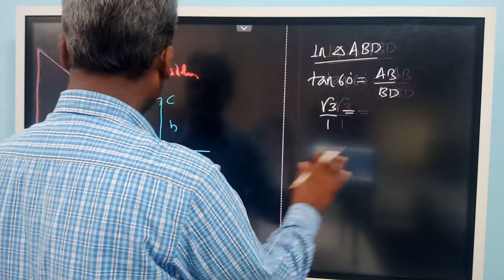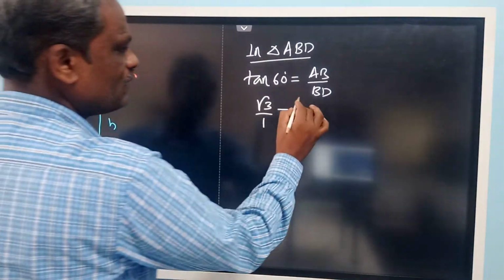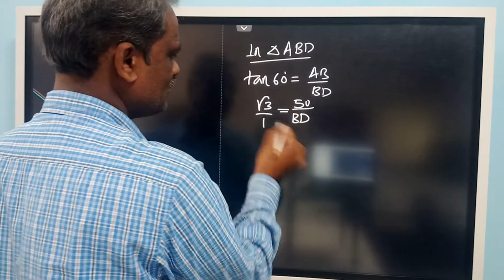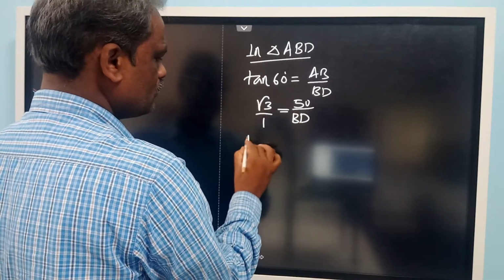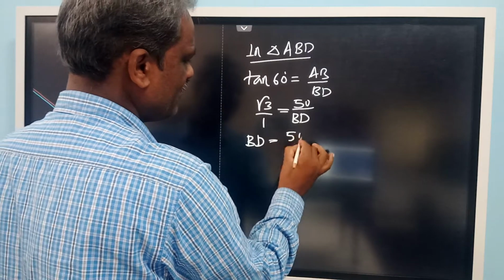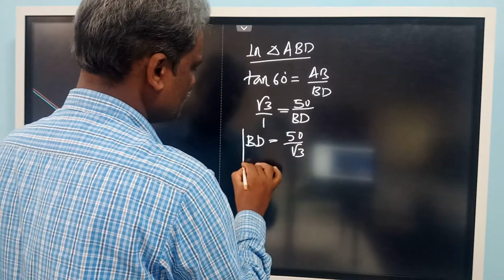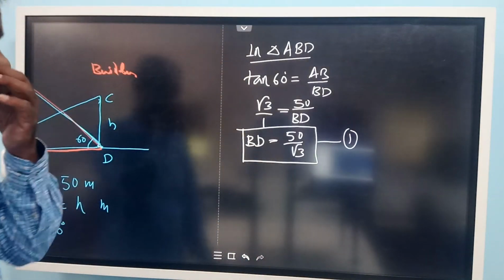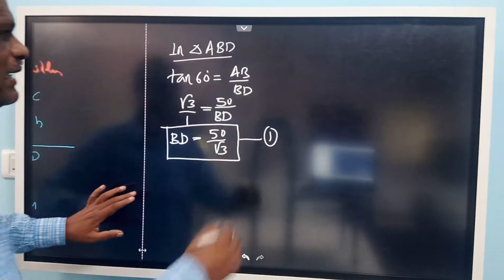Tan 60 is root 3 by 1. So AB here is given as 50 meter, and this BD length is a common side, keep it as it is. Transfer, so BD will become 50 by root 3. So this is the first equation you are getting. Then do the same thing in the other triangle.